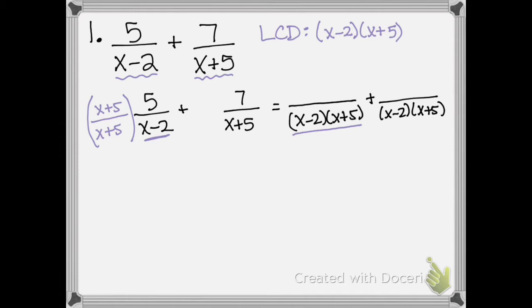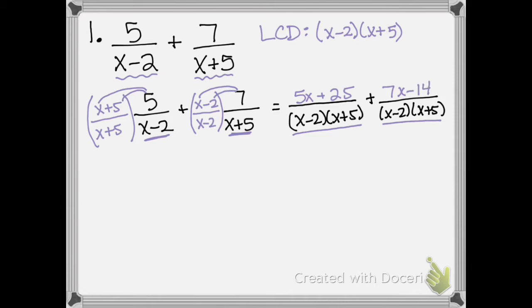On the top, I'm going to distribute. So x times 5 will give us 5x. And 5 times 5 will be 25. We're going to do the same with the second fraction. We have x plus 5. We want x minus 2 times x plus 5. So we are missing the x minus 2. We're going to multiply x times 7 and negative 2 times 7.